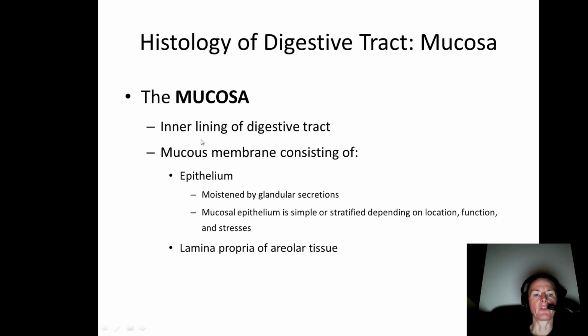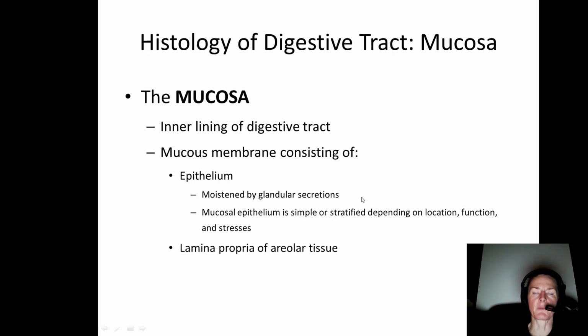All right, so as we've said, the mucosa is the lining of the digestive tract. It's what surrounds the lumen. We have our epithelium. We're going to have all kinds of glandular secretions, not only enzymes, but mucins and other things that are going to help lubricate. And as we've said before, the mucosal epithelium is either going to be stratified squamous, typically, or it's going to be simple columnar.